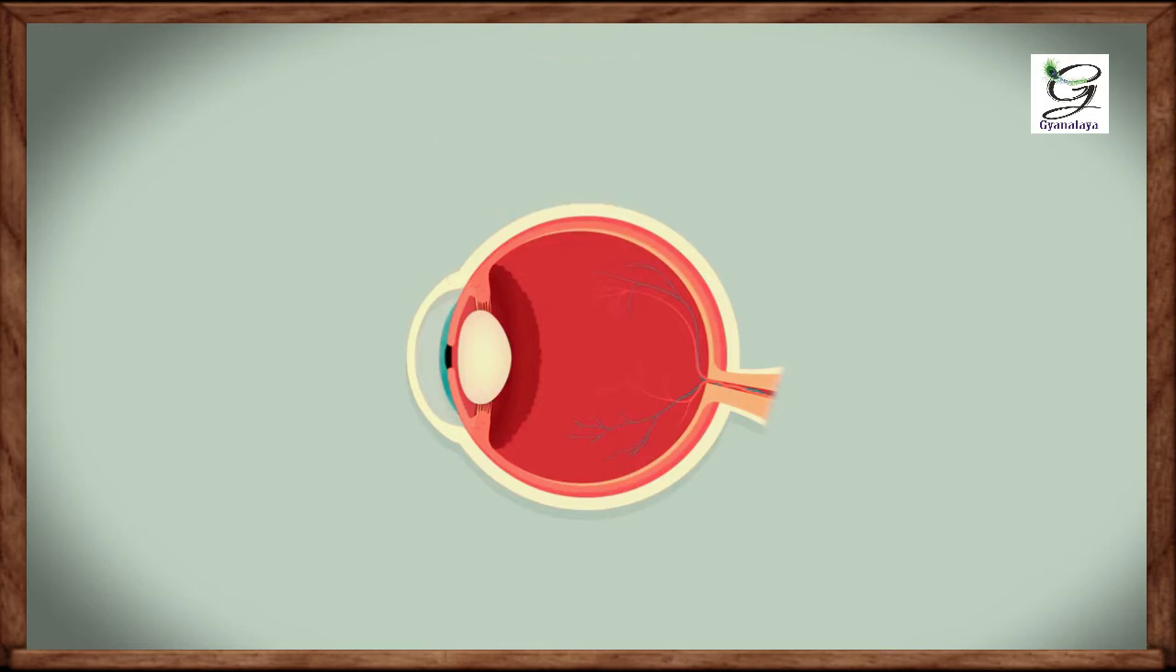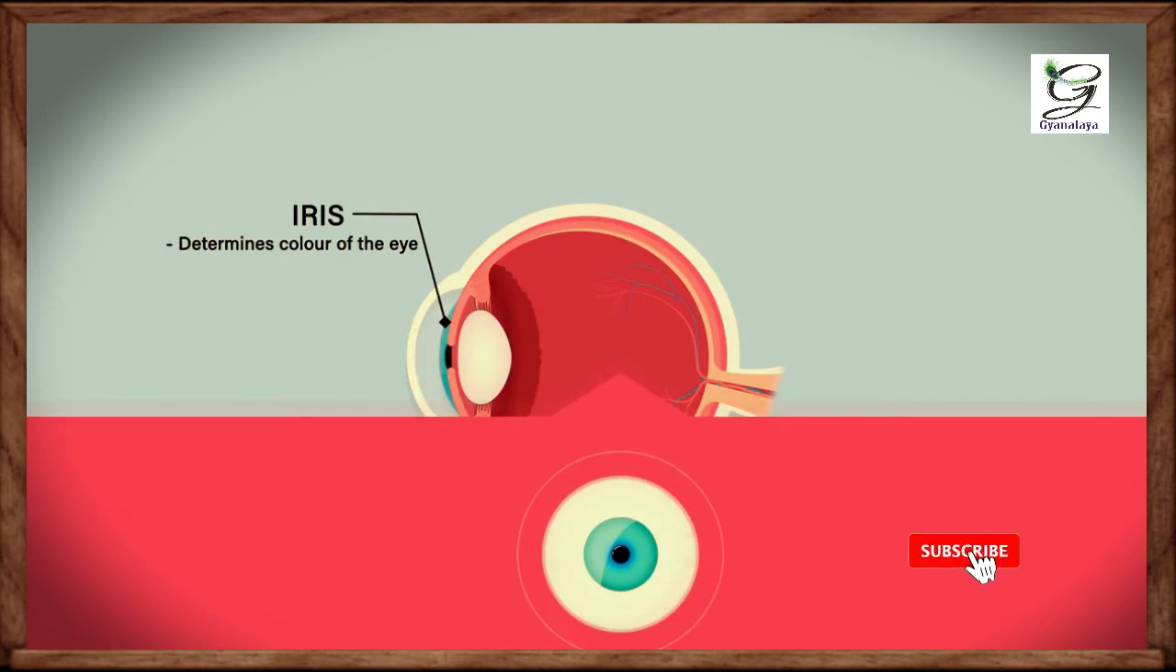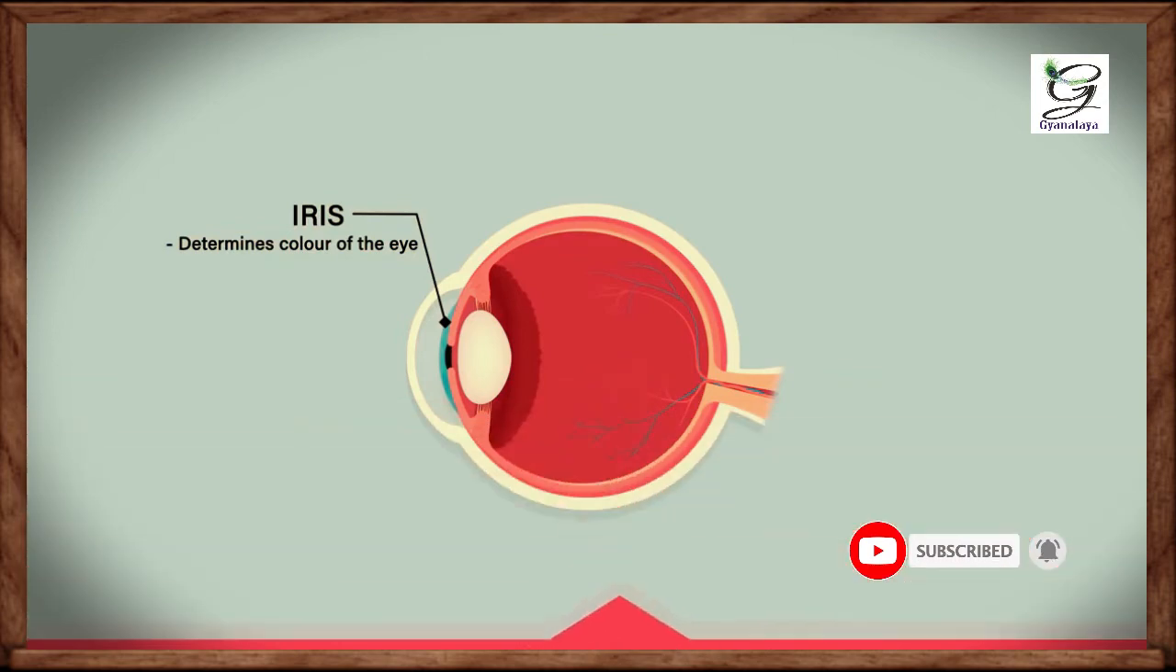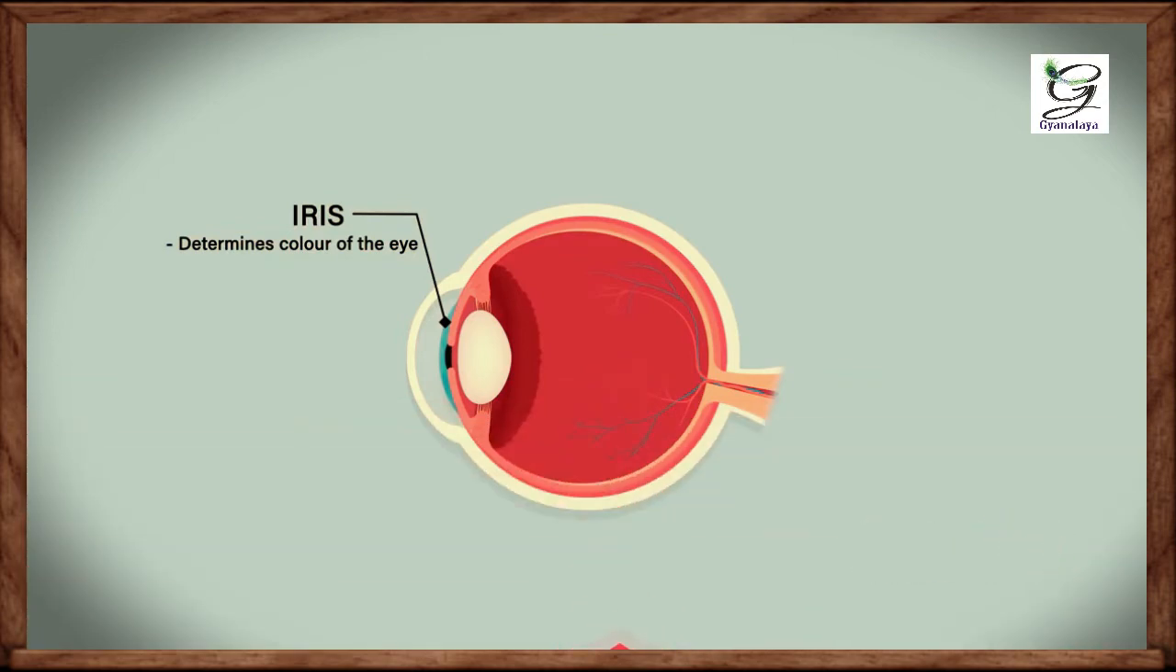Behind the cornea, there's a dark muscular structure called the iris. Iris determines the color of the eye. For instance, when we say that a person has blue eyes, it means that the color of the iris of the person's eye is blue. Now there is a small opening at the center of the iris for the light to enter.